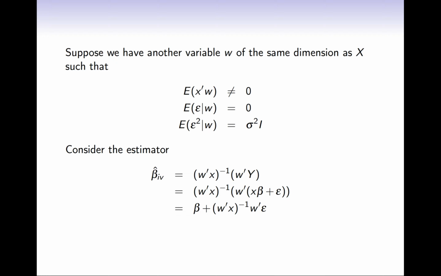Now suppose we have some other variable W that is related to the X, but it satisfies E of epsilon given W equals 0. We're also going to assume that the epsilon is homoscedastic. Let's look at this estimator, which is the instrumental variables estimator: (W prime X) inverse W prime y. If we plug in for y, X beta plus epsilon, then you get beta plus (W prime X) inverse W prime epsilon.